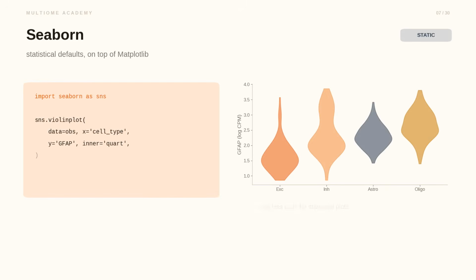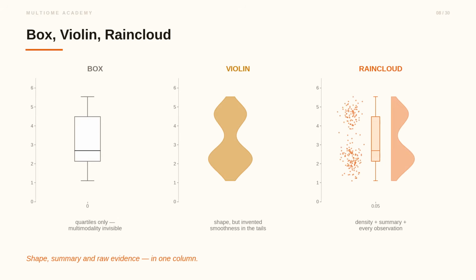Seaborn sits on top of Matplotlib and supplies statistical defaults. A single call gives you violins across cortical cell types, with a sensible palette and the legend already placed. Underneath, it is still a Matplotlib figure, so you can always drop down and fix whatever the defaults got wrong. Seaborn makes distributions easy, which makes it worth knowing which distribution plot to ask for.